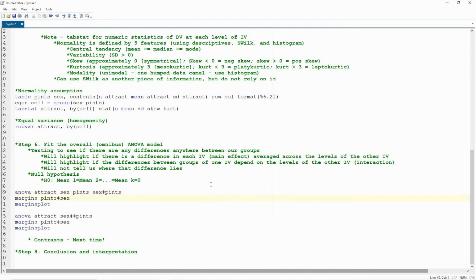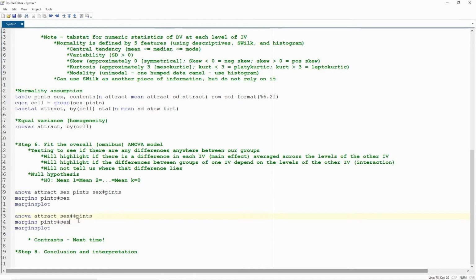Okay, so the syntax here is pretty straightforward. It's anova attract, so that's our DV. Then it's our 2 IVs, sex and pints. And then to get their interaction, we need to go sex hashtag pints. Now, there's a shortcut. If I go sex hashtag hashtag pints, it will actually put in the main effects for me. So this syntax here is the same as this syntax here. It does the same thing. The only difference is I have 2 hashtags here, and that forces the IVs to go in as well.